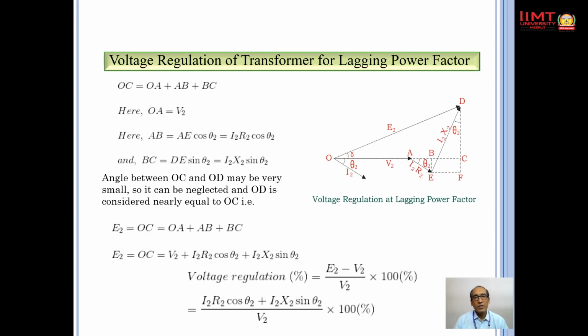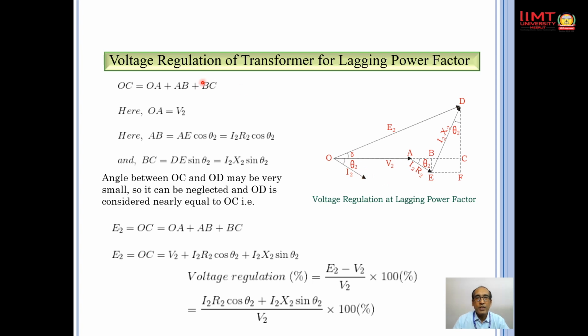So we have different types of voltage regulation based upon the power factor angle. First of all, we take the voltage regulation in case of lagging power factor. What is the meaning of lagging power factor? Lagging power factor means the current is lagging behind the voltage by an angle, known as theta 2. In this figure, I2 is the secondary current and it is lagging behind the terminal voltage V2 by an angle theta 2.